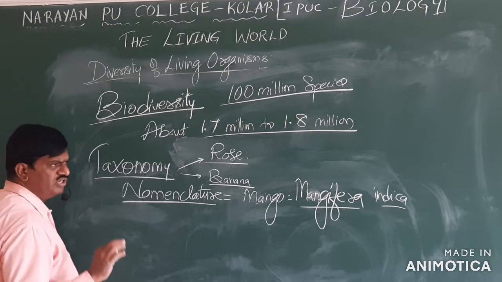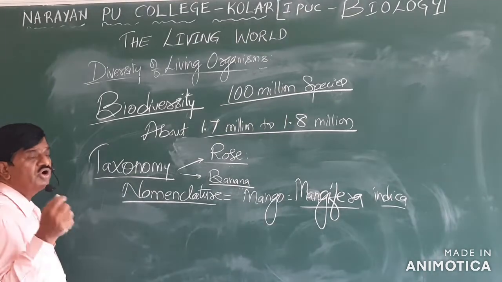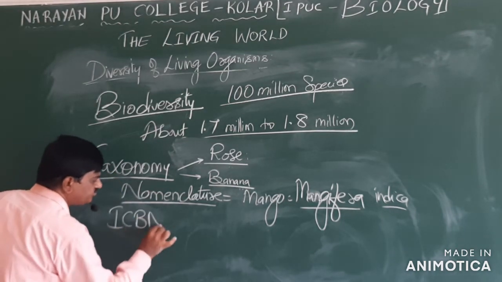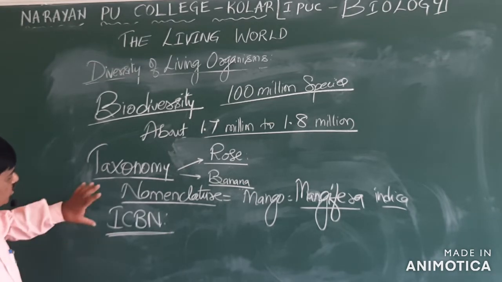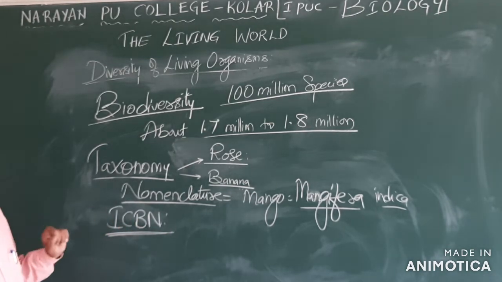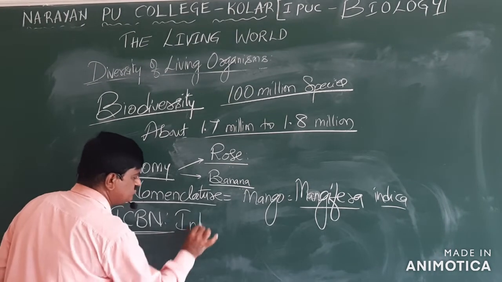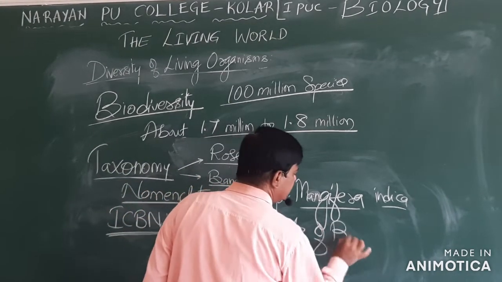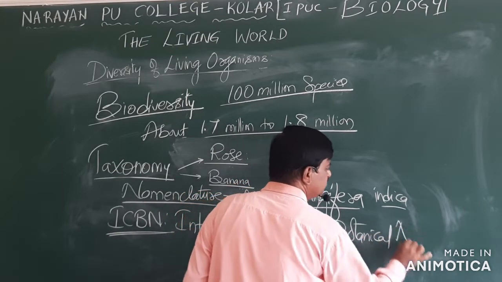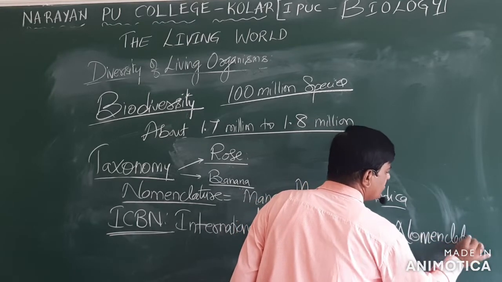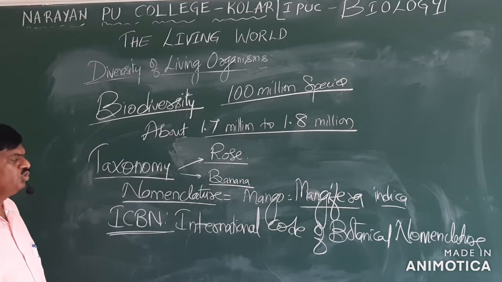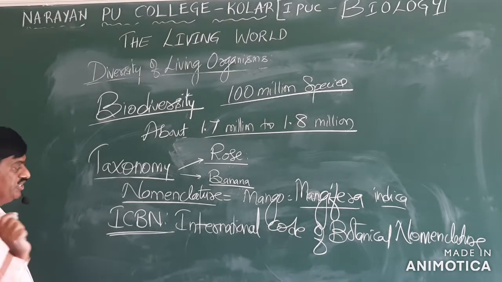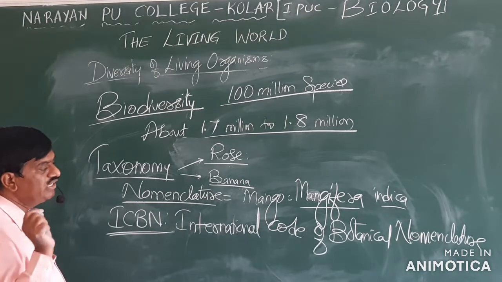Now, if you have identified an organism, you are going to name it, and that naming and classification should be done and sent to ICBN. If you are identifying a plant, you name and classify it, and it should be sent to ICBN. ICBN stands for International Code of Botanical Nomenclature. It is an international code. Don't write Indian Council; that becomes wrong. You should not use the word botany; it is called International Code of Botanical Nomenclature.